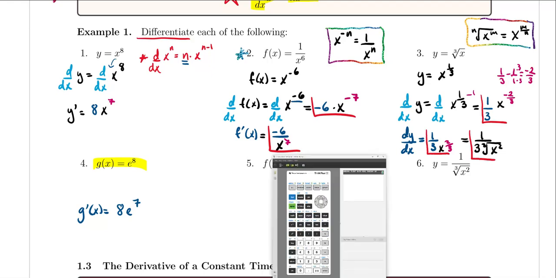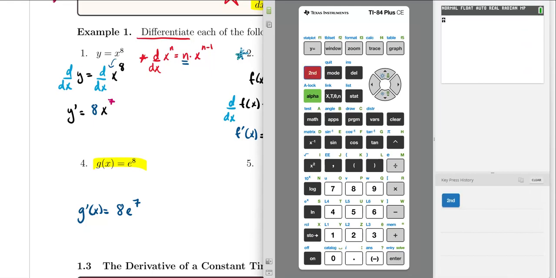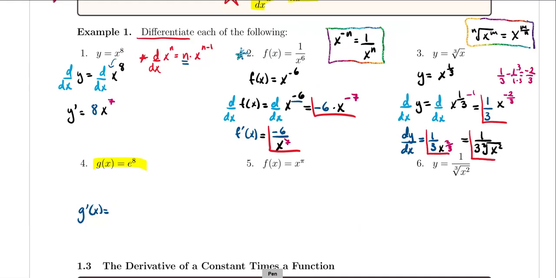Because again, if I go to the calculator and ask, what's e to the 8th? It's going to be a big number, but it is just a number. It's close to 3,000. So if I rephrase this problem and ask you, what is the derivative of 3,000? Or in this case, what is the derivative of 2,980.95? Well, that's a constant. And we just discussed here that anytime we're given a constant, the derivative is just 0.